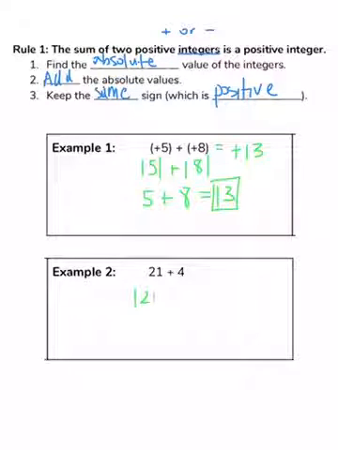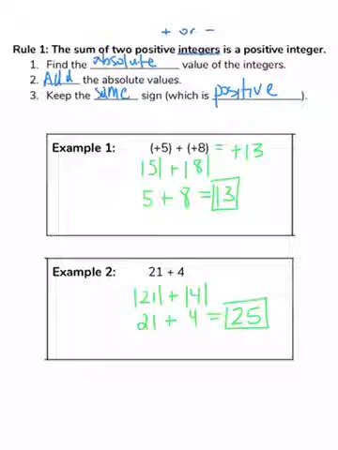But again, we want to get in the process of adding integers. So again, we're going to find the absolute value of 21, which is 21. And we're going to find the absolute value of 4, which is 4. We're going to add them together, and we would get 25.